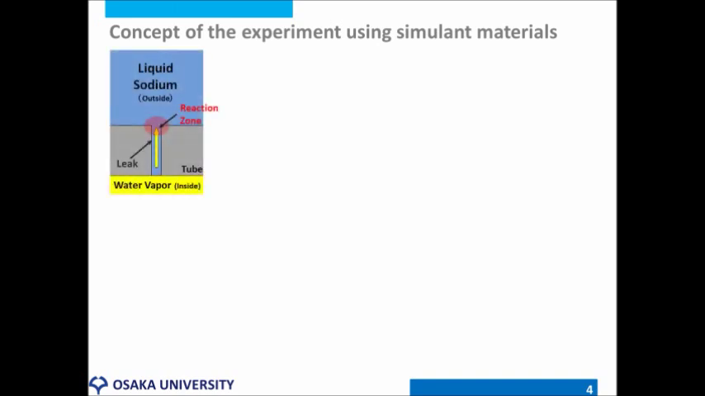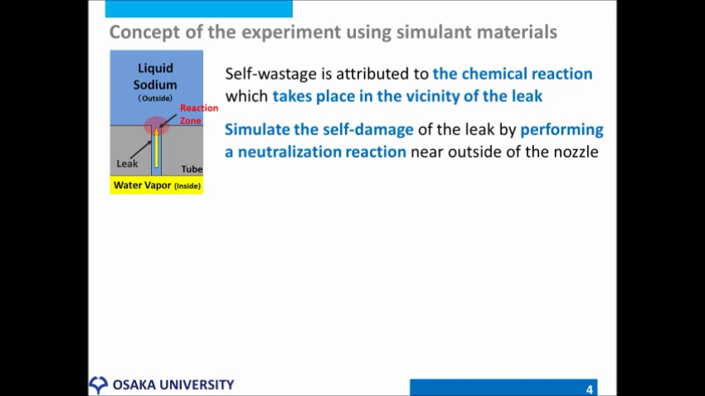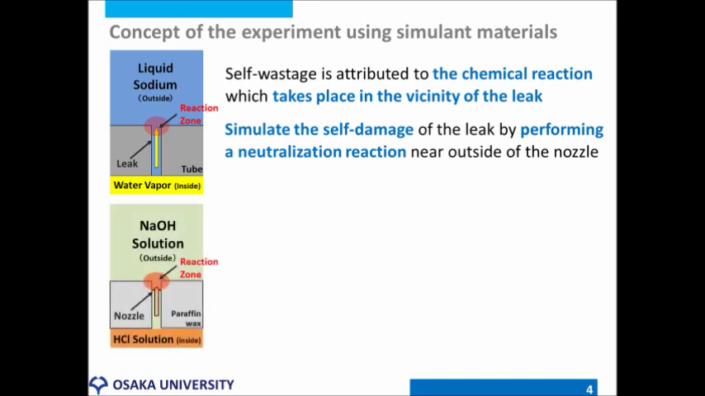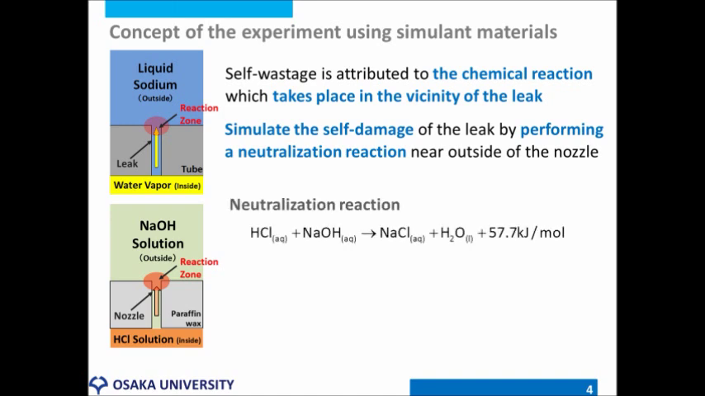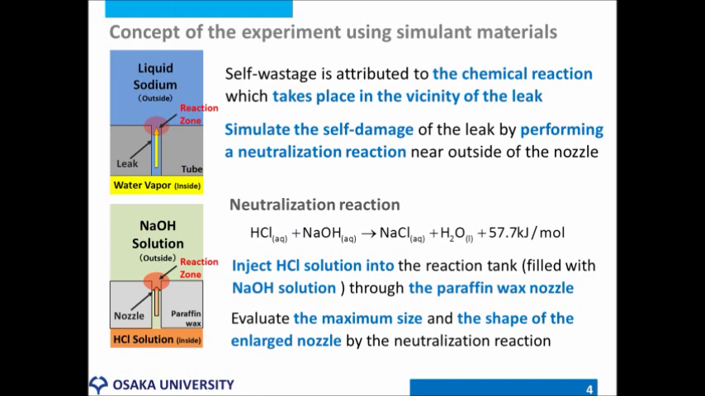Since the self-wastage is attributed to the chemical reaction which takes place in the vicinity of the leak, we decided to adopt hydrogen chloride, sodium hydroxide solution and paraffin wax as simulant materials. By injecting hydrogen chloride into sodium hydroxide through the paraffin wax nozzle, we will perform the neutralization reaction in the vicinity of the outside of the nozzle. Then, we will evaluate the maximum size and the shape of the nozzle enlarged by the reaction heat.